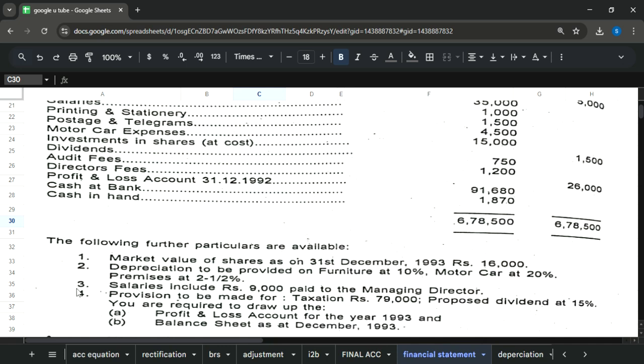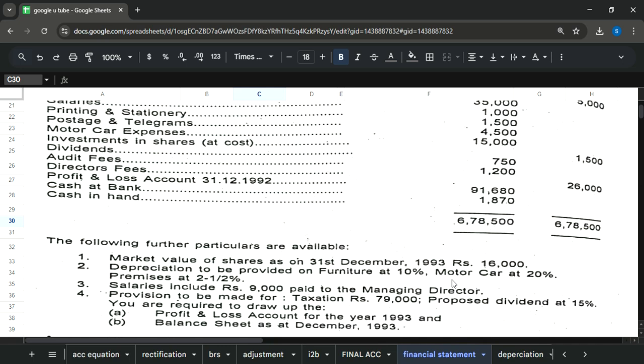We will now proceed to the third adjustment. Salaries include 9,000 paid to the managing director. Look, there are 2 ways to understand this adjustment. If we are paying salary to a peon or we are paying salary to the managing director, that's one and the same thing. So you do not need to segregate it. When the ledger of salaries is prepared, the salary of the managing director or the salary of a peon, both will be written in the same ledger, so there is no need for segregation.